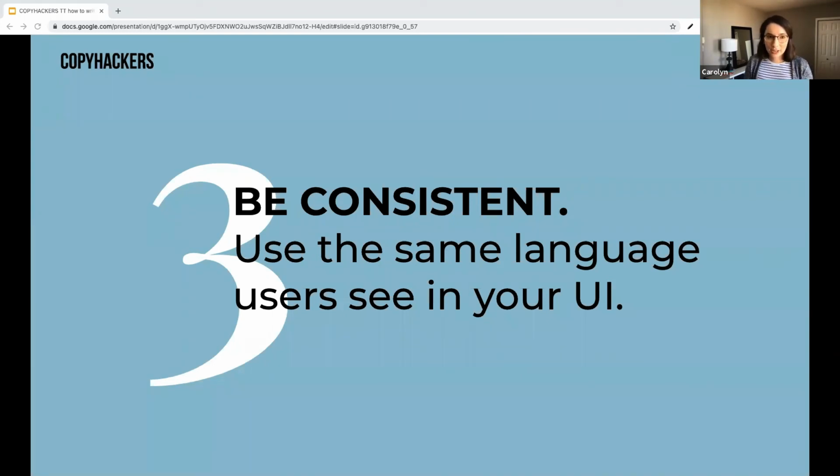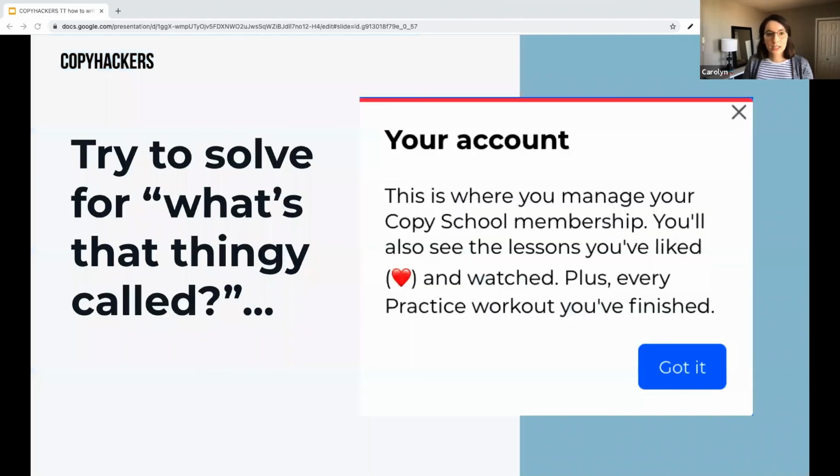So an example here for keeping consistent language across the user interface and the in-app tour. So for example, our setup inside Copy School is that we call Copy School a membership. So we use that exact language in our in-app tour as well. So it's not a subscription, it's not a billing cycle, it's a membership.